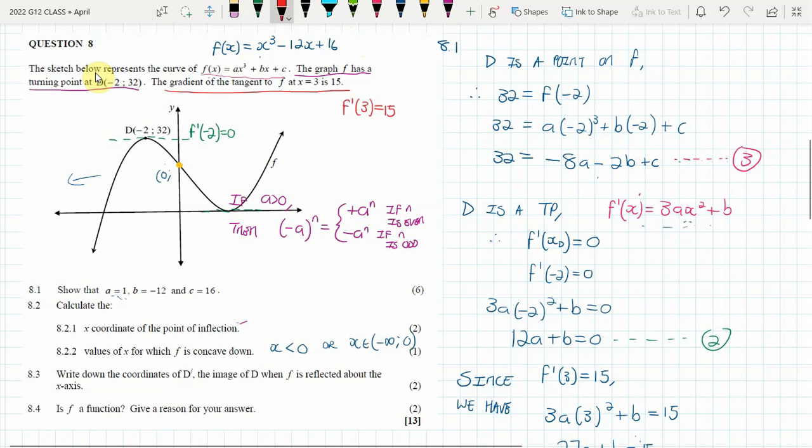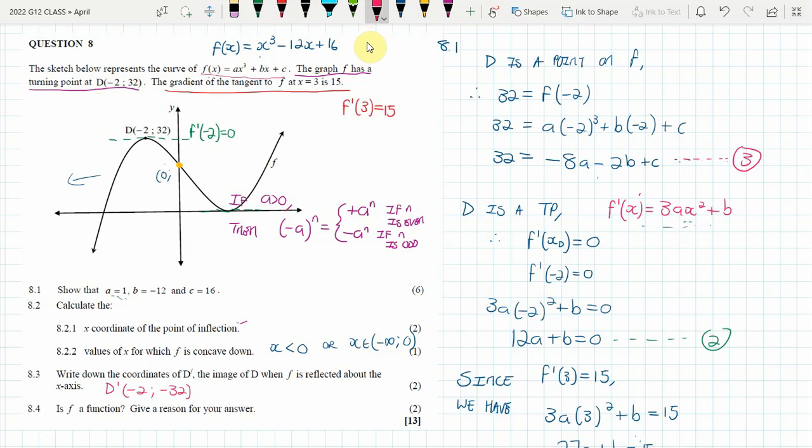Okay, maybe things become complicated when you look at the big picture. Now let's look at only the point D. What will be the coordinates of D if we reflect D about the x-axis? Oh, the y coordinate will change. Yes, the y coordinate will change. So now, what will be the new coordinate of D? Minus 2 and minus 32. Yeah, well done.